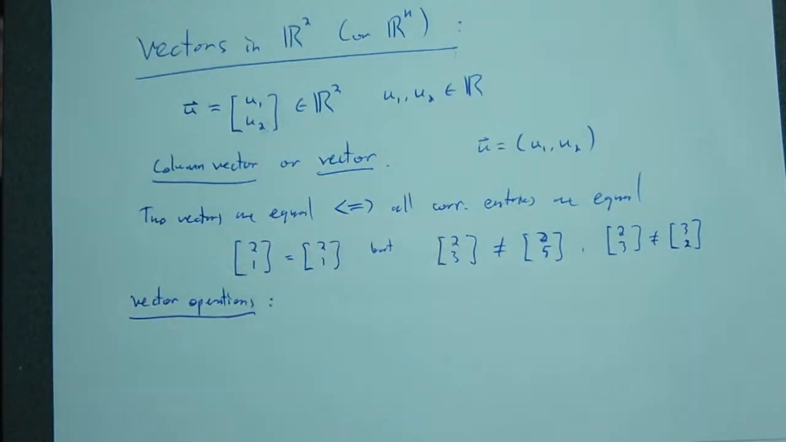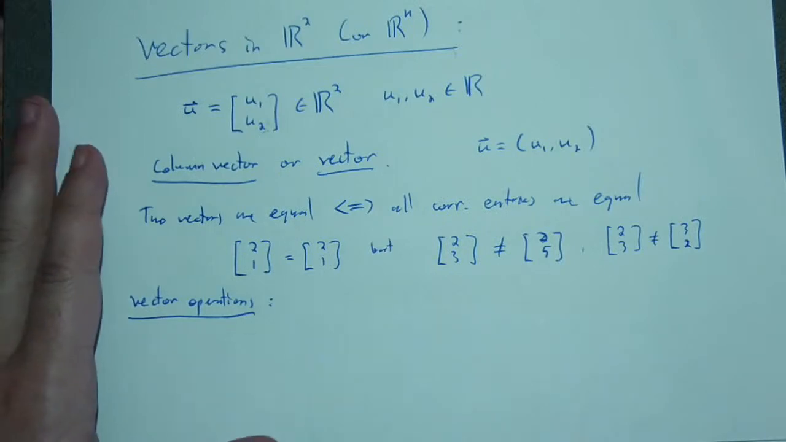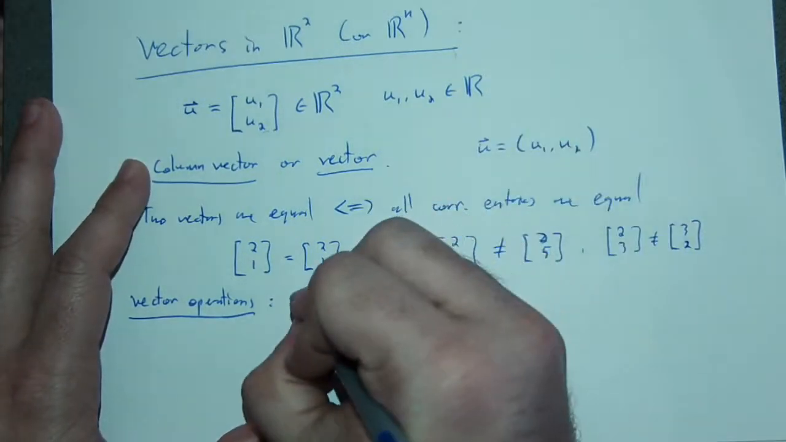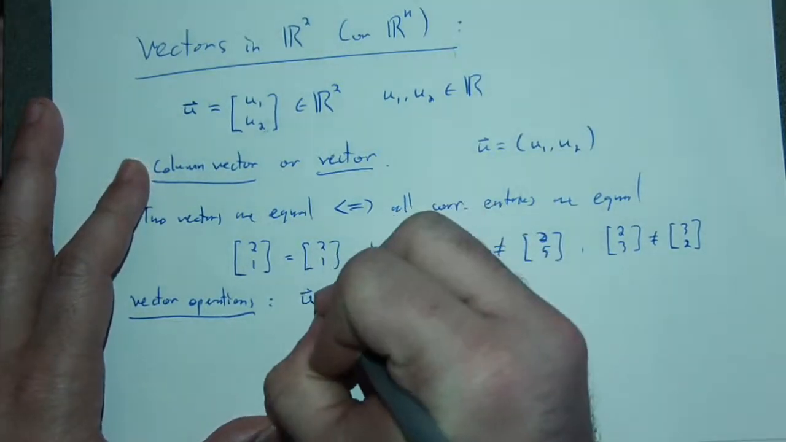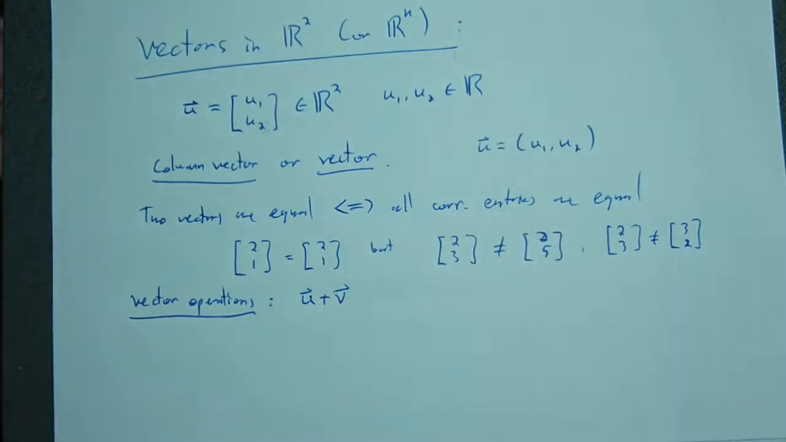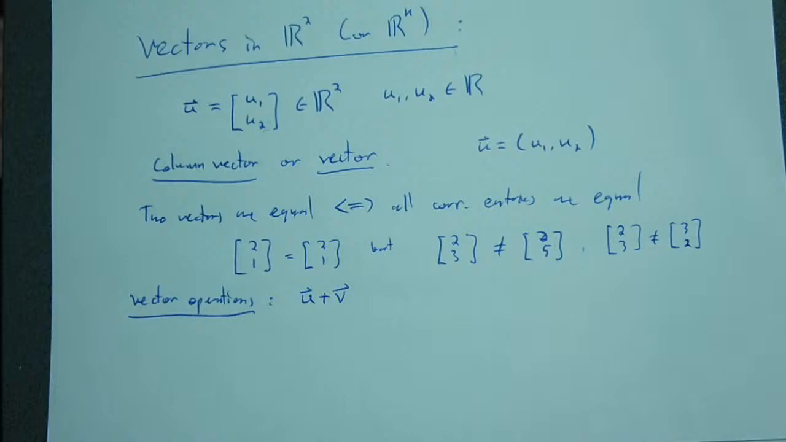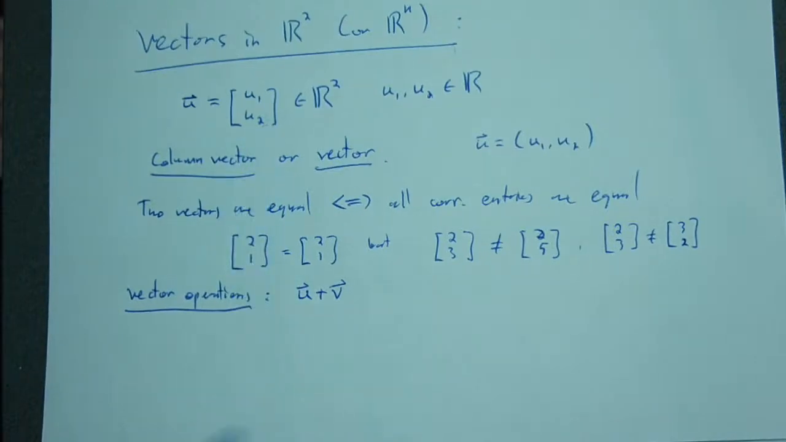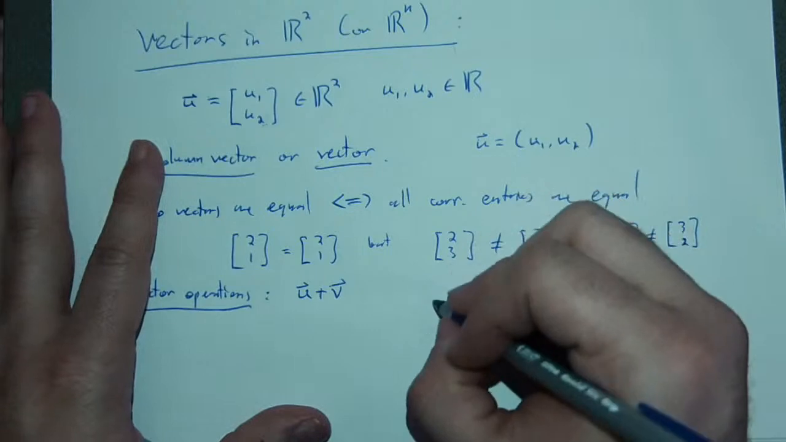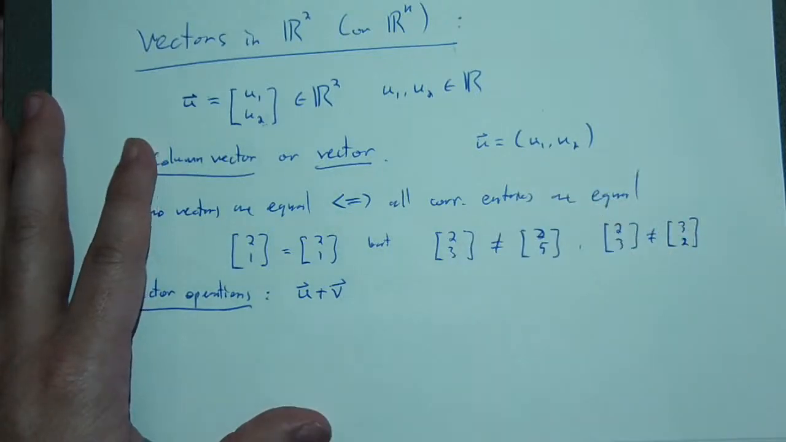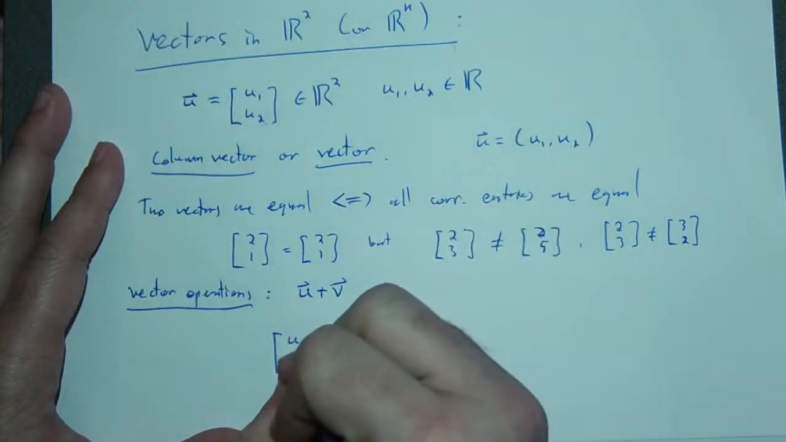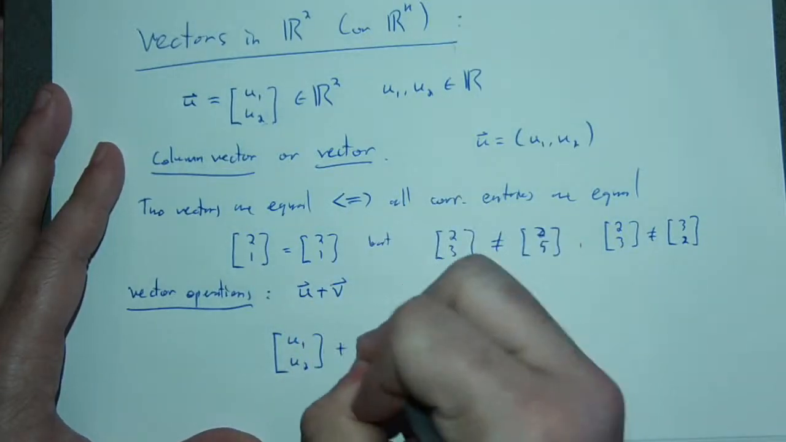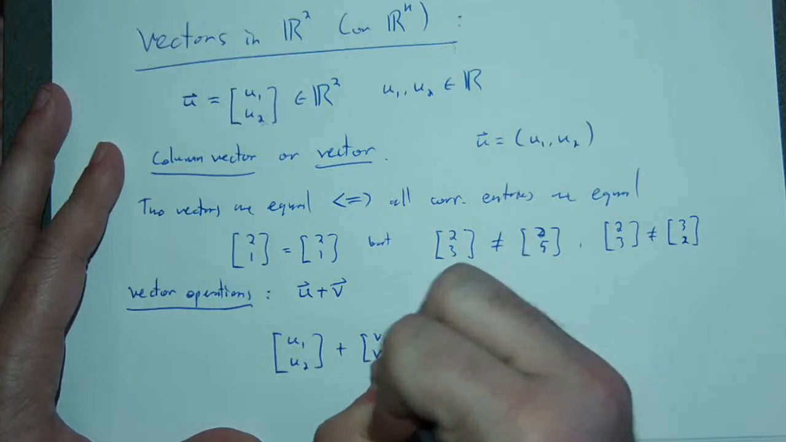What do those vector operations look like? I can add two vectors, so say u plus v. When I write a vector and I use this vector symbol, I'm going to assume that this is the notation I'm using. So I'm going to write it out here, but I won't in general. So how do I add two vectors? If I have vectors u plus v, then that's (u1, u2) plus (v1, v2).